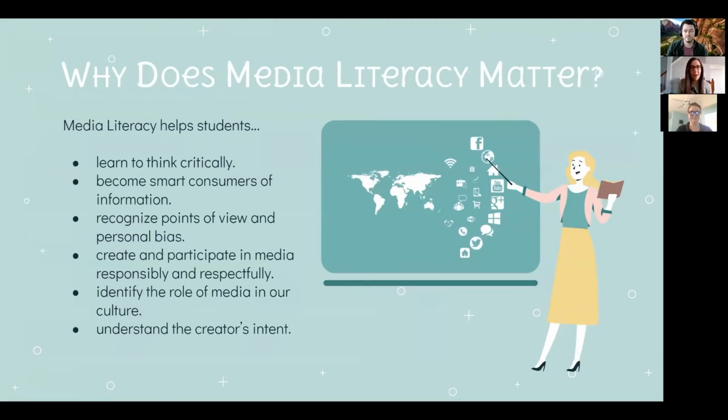So why does it matter? It matters because it helps our students learn how to think critically and identify when there's personal bias, determine if things are facts or have a separate message behind them, and also, if they feel the need to respond to certain things, how to do so respectfully. We don't want to shy them away from responding. We just want to teach them how to do it correctly or appropriately with digital citizenship in mind.